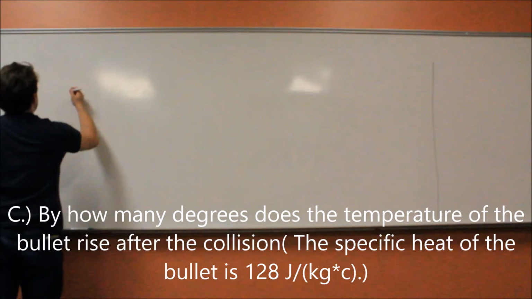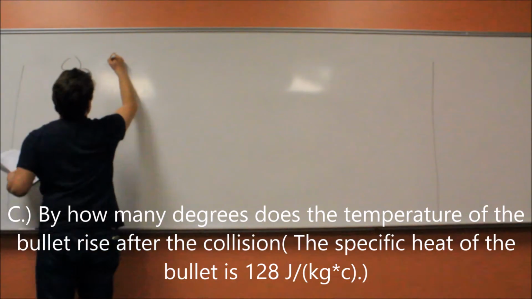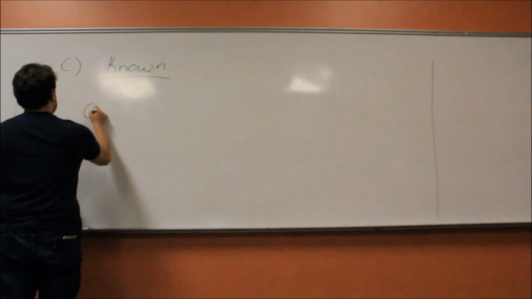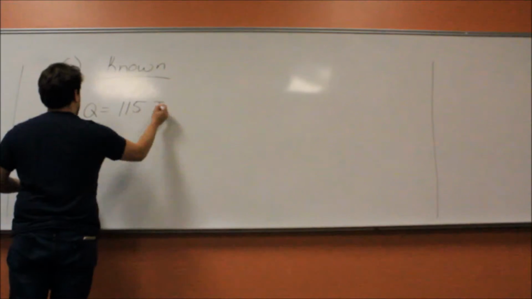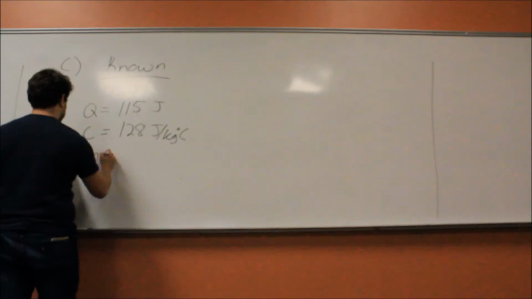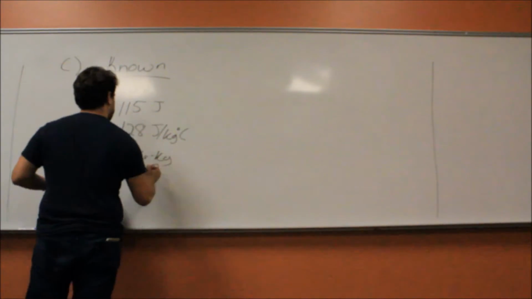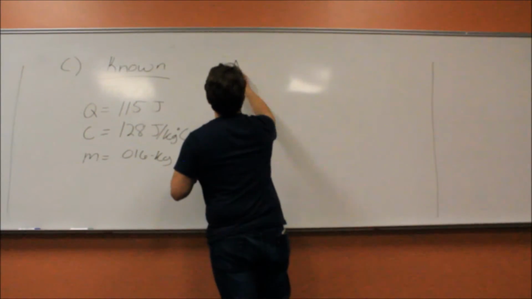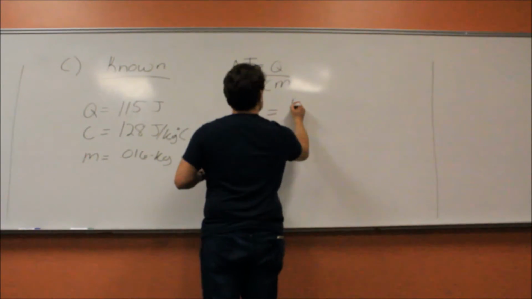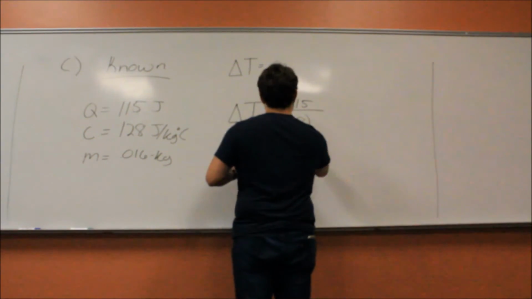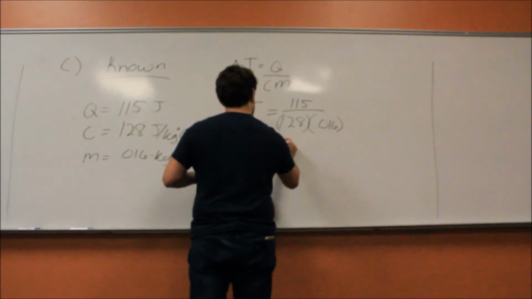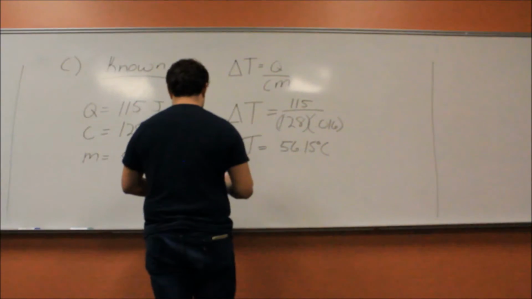By how many degrees does the temperature of the bullet rise after the collision? The specific heat of the bullet is 128 joules over kilograms Celsius. Q equals 115 joules, C equals 128 joules over kilograms Celsius, and our mass is 0.016 kilograms. We are going to find the change in temperature. For this, we will use Q equals C m change in T, where change in T equals Q over C m, which translates to 115 joules over 128 joules per kilogram Celsius times 0.016 kilograms. The result is a change in temperature of 56.2 degrees Celsius.